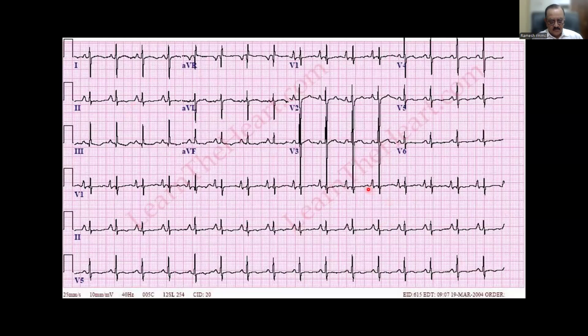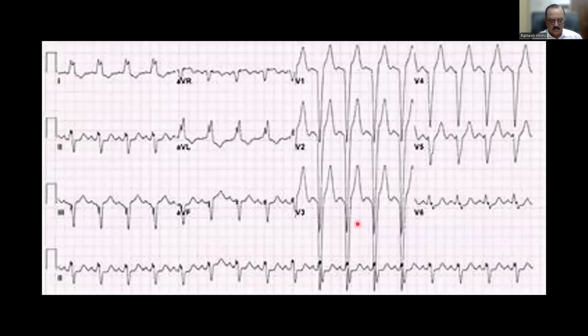See this P wave. Very tall. No, this is QRS. See the P wave. Is it normal? Definitely it is not a normal P wave. A normal P wave should be like this. It's a very tall P wave, suggesting right atrial enlargement. Very good. Right.